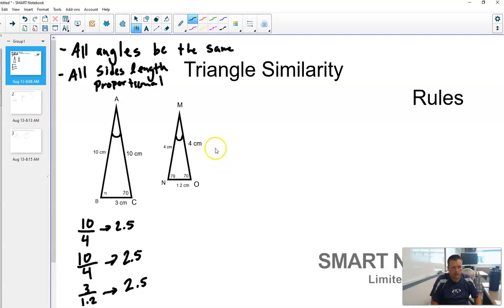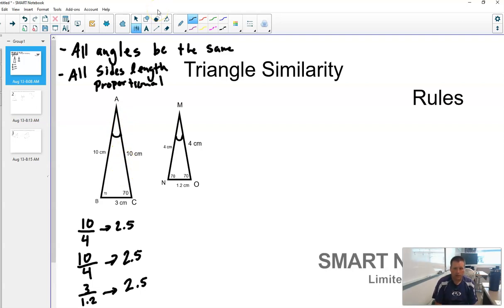So as long as all these are proportional, then we're good. As long as these are all the same. If one of them is off just barely, like if it was 2.48, then they're no longer similar. There's something that's just slightly different about them. So all angles have to be the same, and all sides have to be proportional. That's how you check and see it.